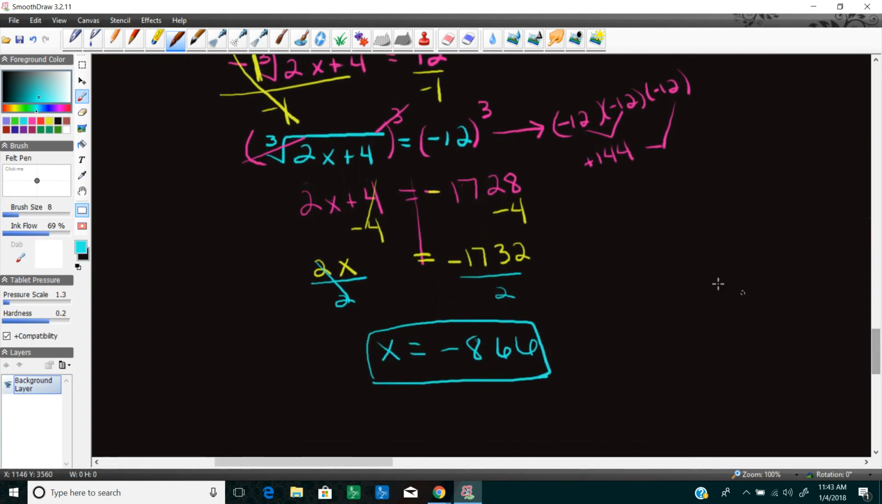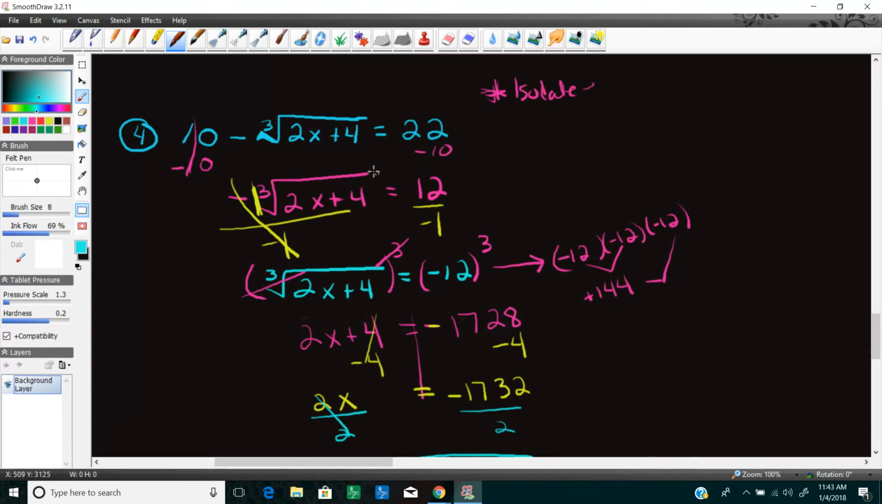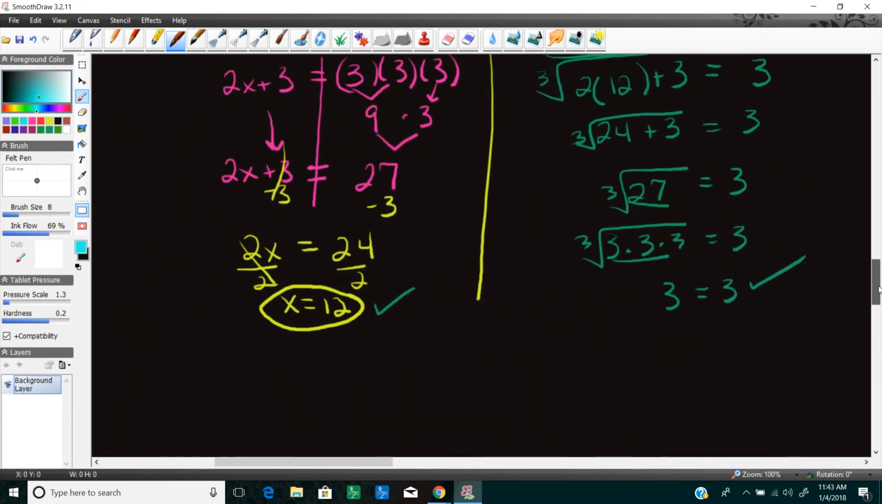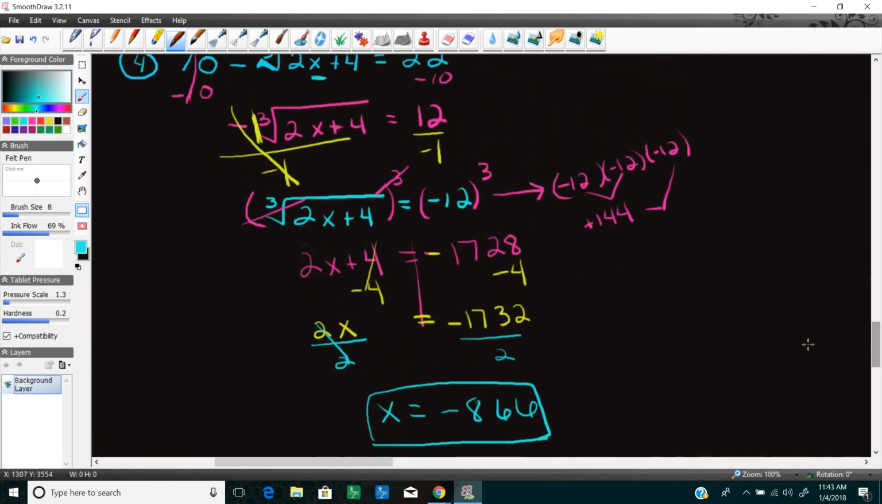Okay, if I asked you to check this one, and I won't do it here just because we've already done it 3 times, you would plug it back into the x, multiply it by 2, add 4, take the cube root, and so on, just like we did with this one. But I did check it previously and this one is also good.